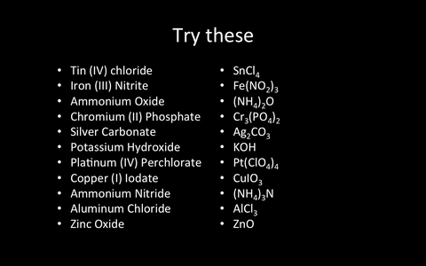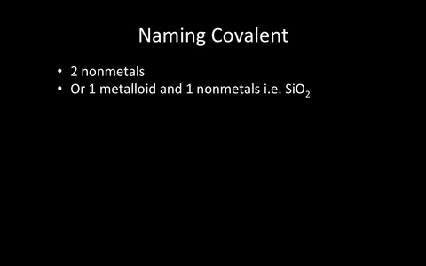Those are the difficult ones, in my opinion. Once we get to the covalent compounds, they become much simpler. Naming these covalent compounds, first of all, make sure you remember that you identify covalent molecules as compounds that have 2 nonmetals, or possibly 1 metalloid and 1 nonmetal. For example, silicon is that metalloid and is bonded to oxygen. If we have a metalloid and a nonmetal, it's also probably going to be covalent.